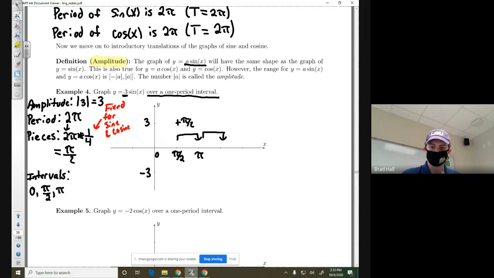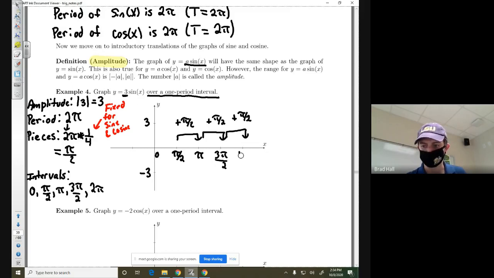It would be 3 pi/2. And then we have to do one more. So this would be 3 pi/2, and then you add another pi/2 to get, not that, 2 pi. So that tells us the intervals.